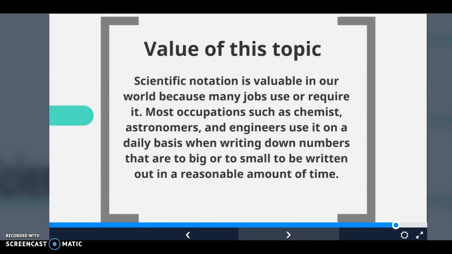Scientific notation is valuable in our world because many jobs will use or require it. Many occupations, such as a chemist, astronomer, and engineer, use it on a daily basis when writing down numbers that are too big or too small to be written out in a reasonable amount of time.